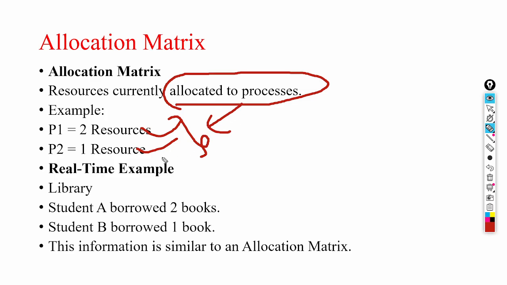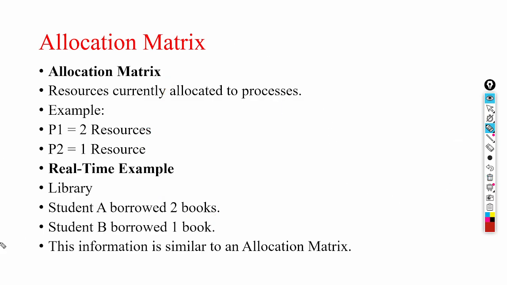Okay. So one example, there is a library. Student A borrowed two books, student B borrowed one book. This information is similar to an allocation matrix. That is nothing but the allocation information.